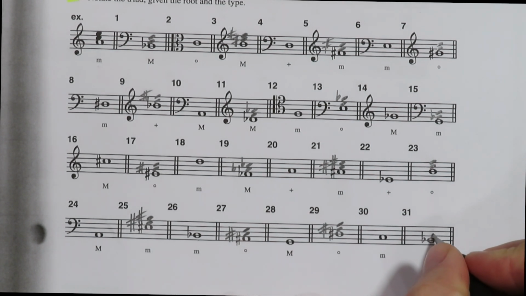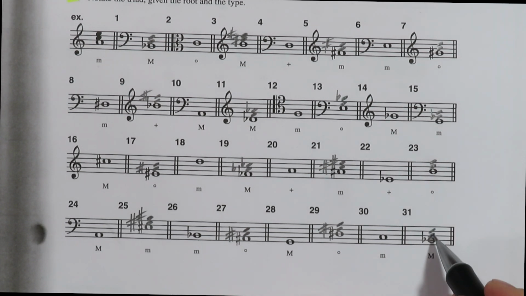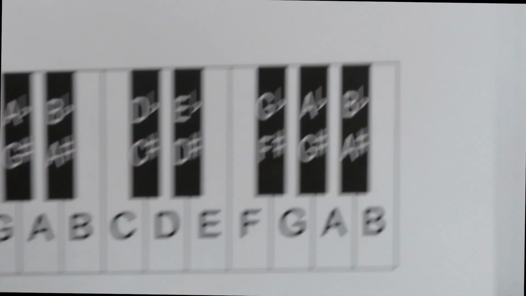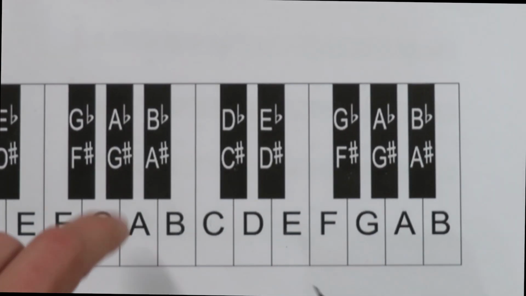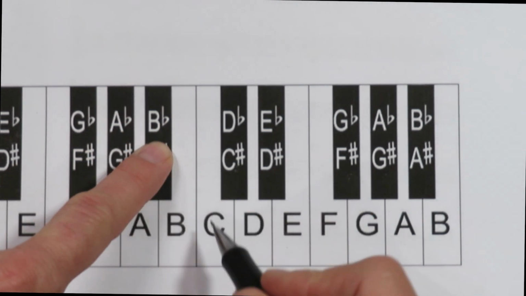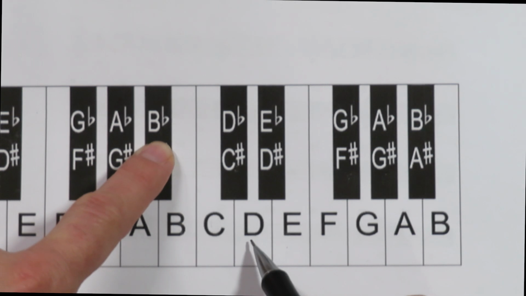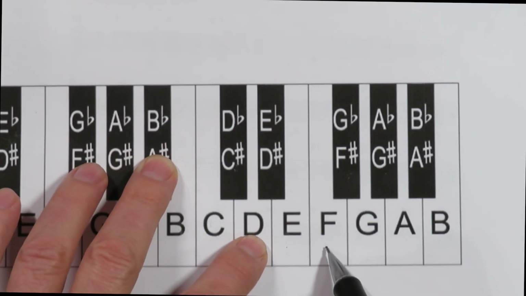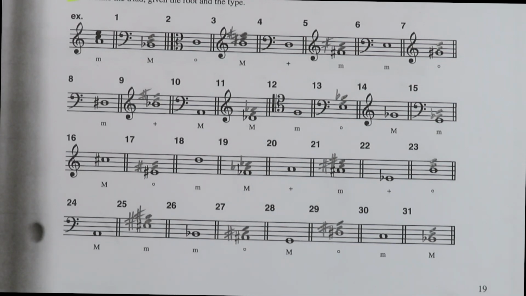So stack it up line to line. B flat, D, F. So we need a major third and a minor third. B flat to D. Whole step, whole step. So that's a major third. And we need a minor third. So 1, 2, 3 half steps to F. B flat, D, F is B flat major. So we're done. And I'll see you in the next section.